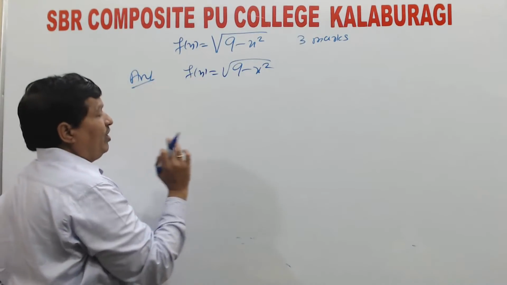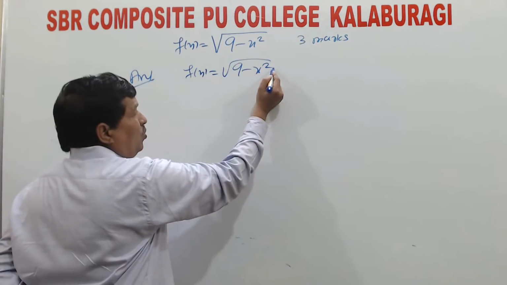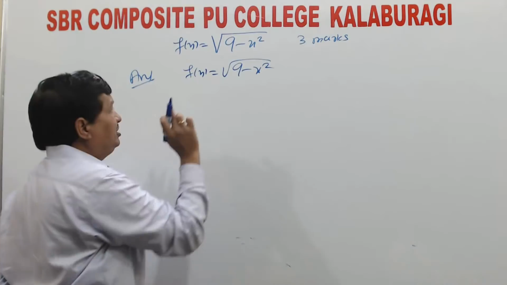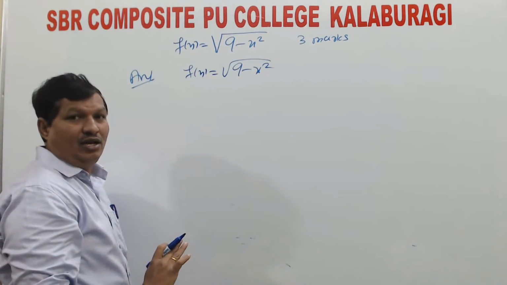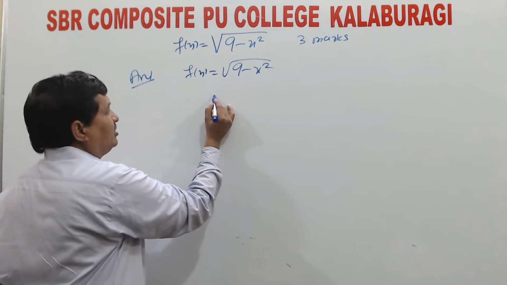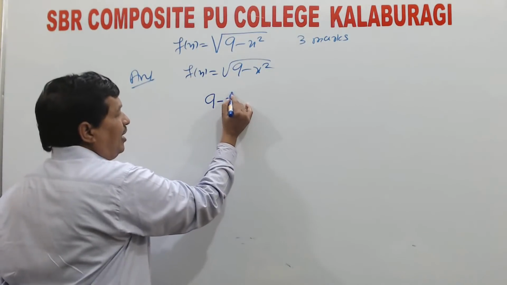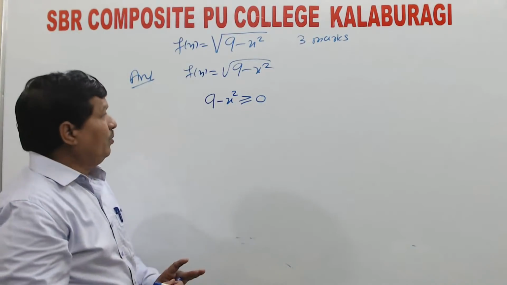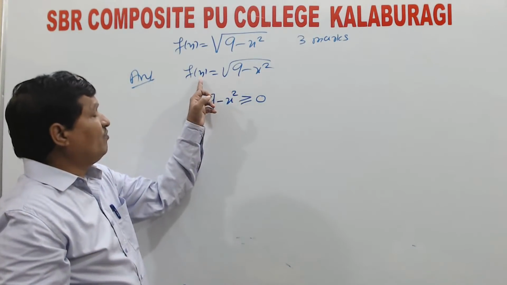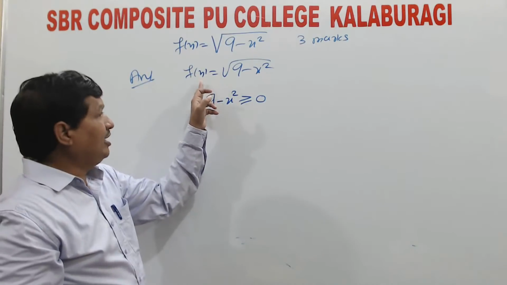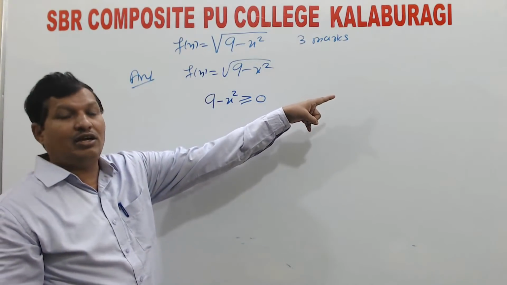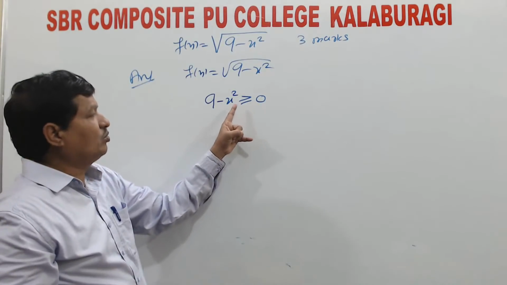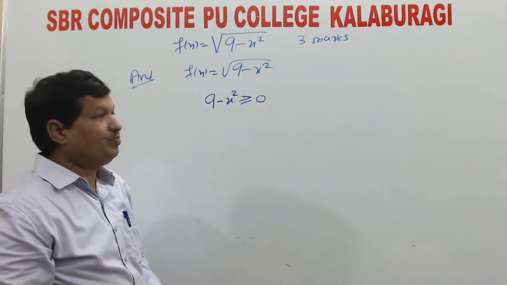Therefore, the term under the root should always be positive, then only f of x is a real number. It means its image is a real number present in the codomain. Therefore, 9 minus x square should be greater than or equal to 0. When it is positive, then only f of x is a real number, and when it is a real number, then only the image of x is present in the codomain. That is why I took 9 minus x square greater than or equal to 0.